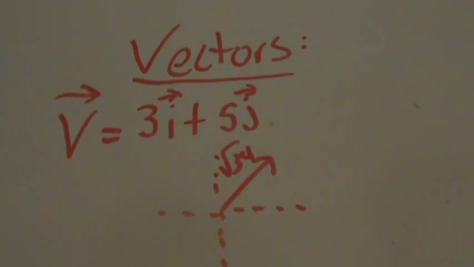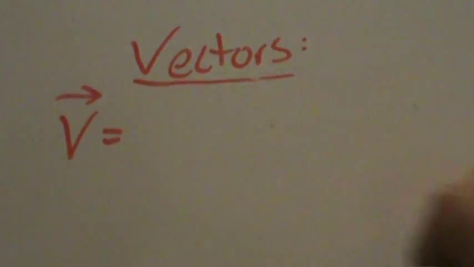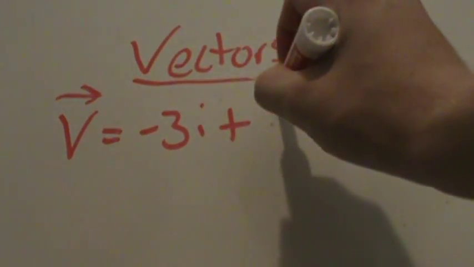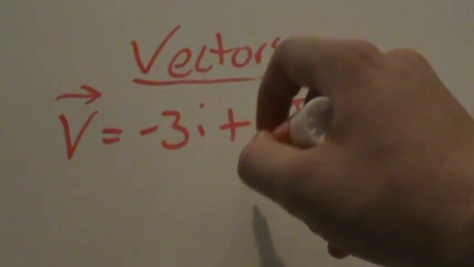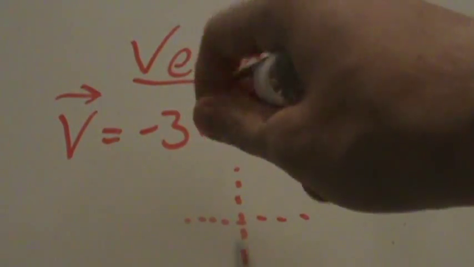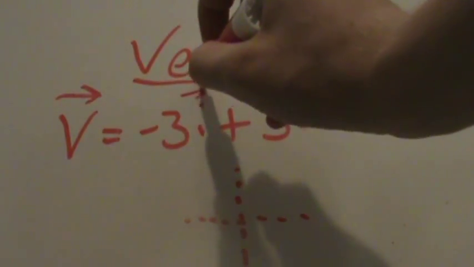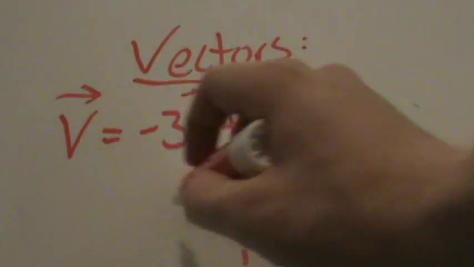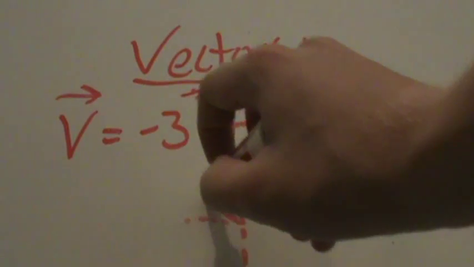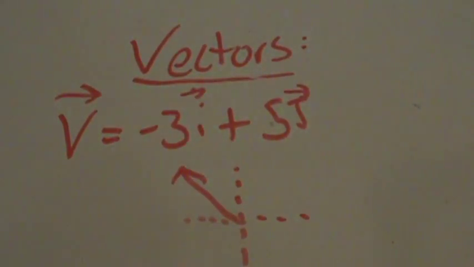Now, basically, to continue with the idea of the vector, let's write a different vector. Let's say now we have something like negative 3i plus 5j. Well, now, what's the only thing different? Our x component, which is our i vector, is in the negative territory, and we're at 5 in the y direction, so now this vector would be over here. But does the magnitude stay the same?